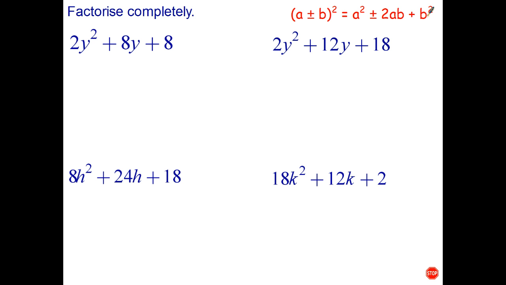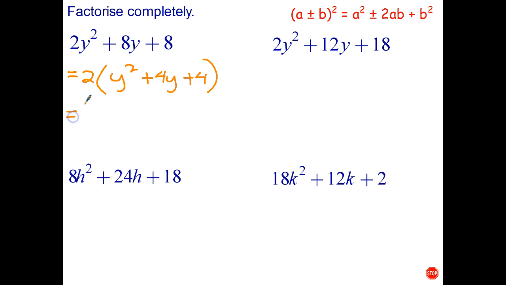Now we came across a similar problem when we were factorizing previously with a difference of two squares. And what we have to do first whenever we're factorizing is always look for a common factor. And if there is one, take the common factor out first. So if you look at the three terms here, we have a common factor of 2. So the first thing I do is I write that as 2 outside of y squared plus 4y plus 4.